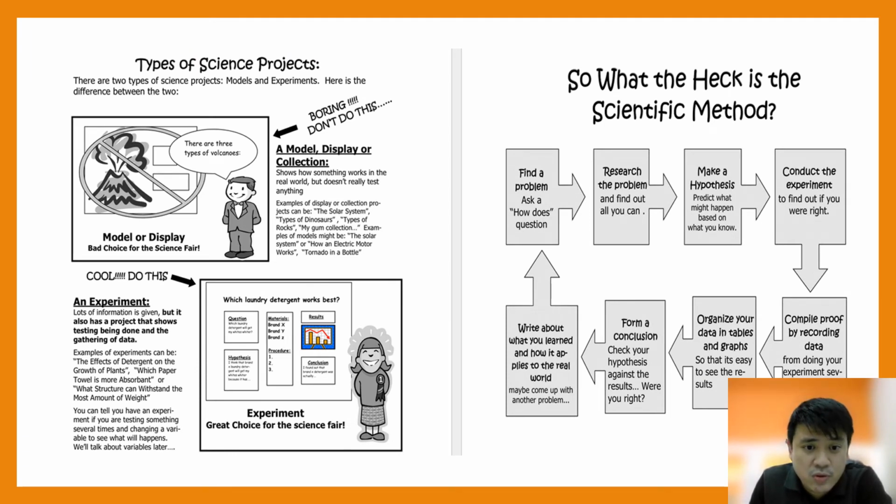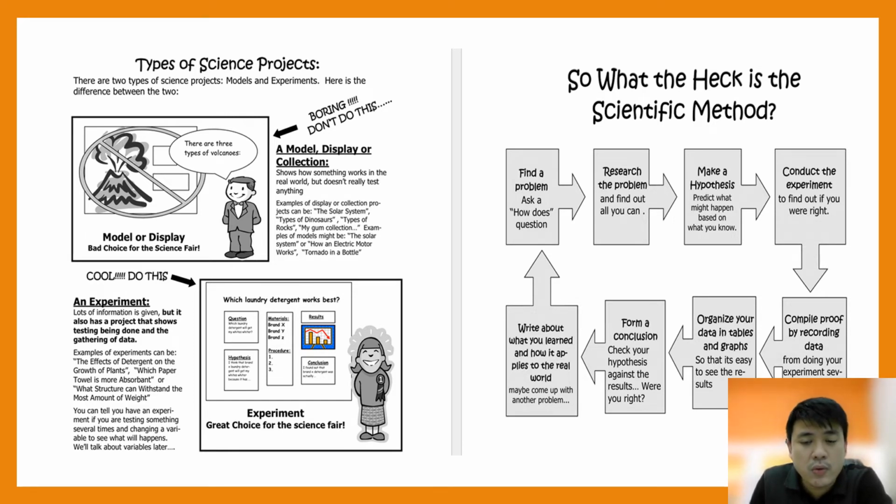These are the few pages that caught my interest. Number one, they explain how to put your board together, which I explained earlier. Number two, what is the scientific method? So this is the scientific method. The first one is find a problem. We research the problem, you make the hypothesis, you conduct the experiment, you compile and record the data, you organize your data, you form a conclusion, and then you also write about what you learned from your findings.